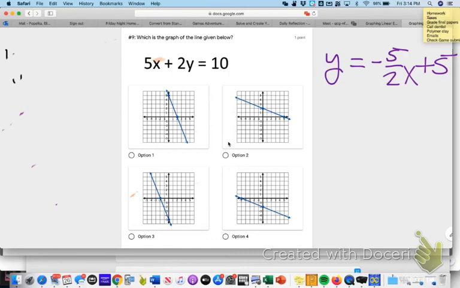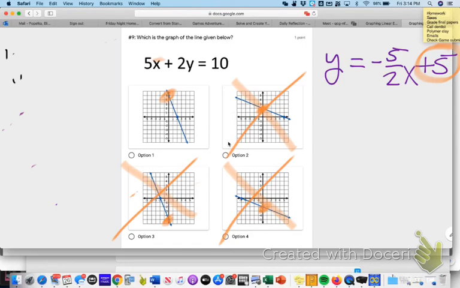So I'm going to see if I can eliminate possibilities by looking at the y-intercept first, because that's just the easiest one for me. And if I zoom in on option 1, it does have a y-intercept of 5, so that's a contender. Option number 2 has a y-intercept at 2, so that's not going to be the right one. Option number 3 has a y-intercept not at positive 5, but at negative 5. So that one's not going to work either. And last but not least, option 4 has a y-intercept at negative 2. So that can't be it either.